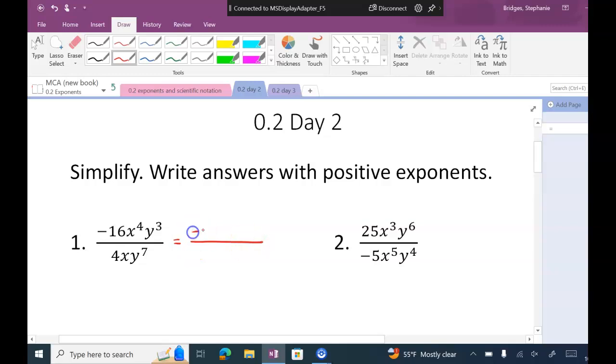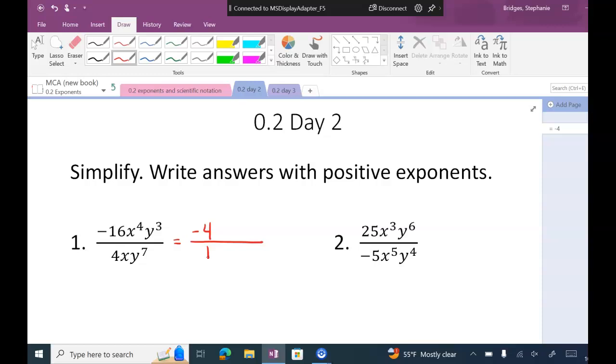Negative 16 divided by 4 is negative 4. 4 divided by 4 is 1. Okay, so I just divided the two numbers, the coefficients, by what they had in common. And then if you remember yesterday, I mentioned that when we start simplifying these fractions that have a lot involved, I don't actually subtract my exponents.